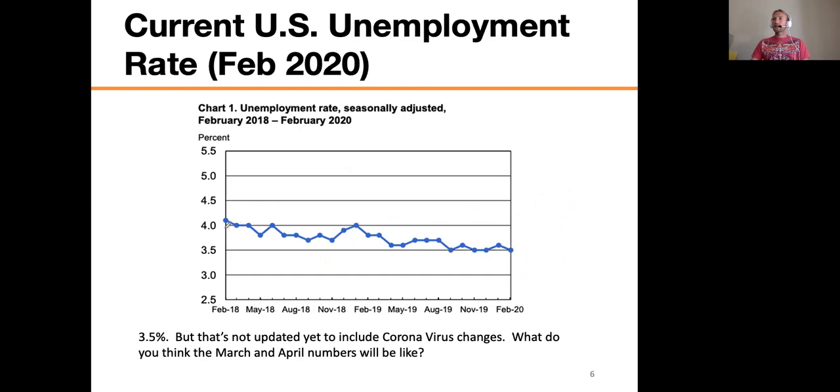And you can see that it's actually been falling. So we were at about 4.1%. We're down here at 3.5% right now. So it's at 3.5% in February 2020.